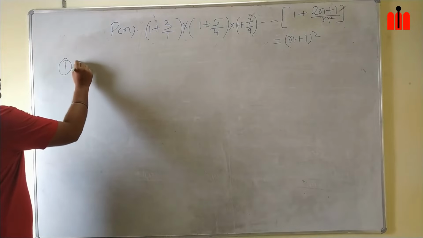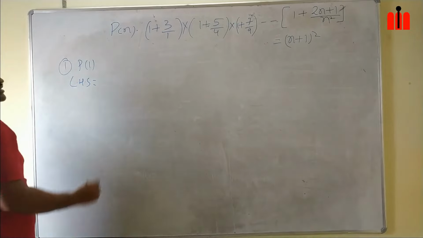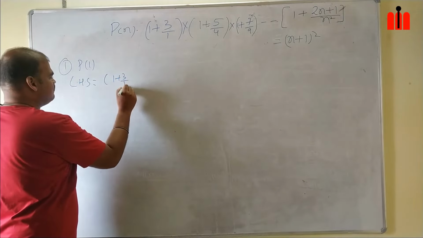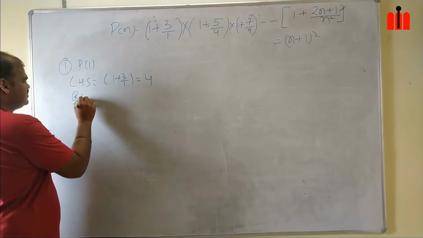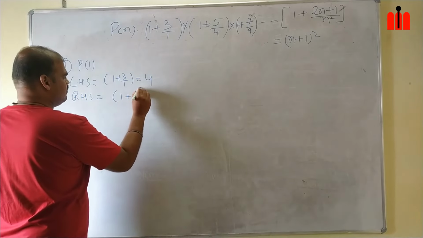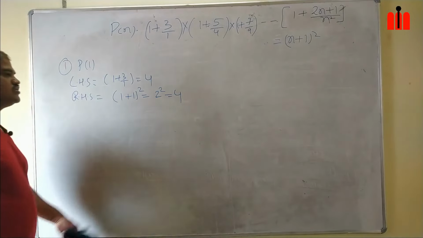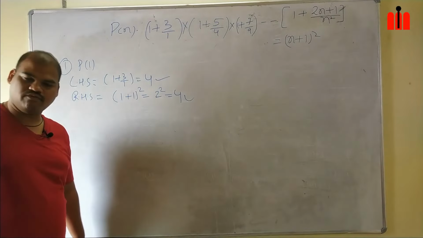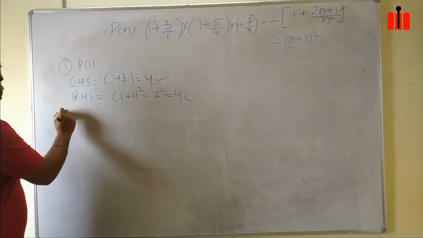First one, P1. For P1, for L.H.S, let's put n is equal to 1. So we will get 1 plus 3 by 1, which is equal to 4. Now what is R.H.S? R.H.S will be, n equal to 1, you substitute, then it will be 1 plus 1 whole square, 2 square, which is equal to 4. So my L.H.S and R.H.S both are equal. So my P1 is checked. My P1 is true.